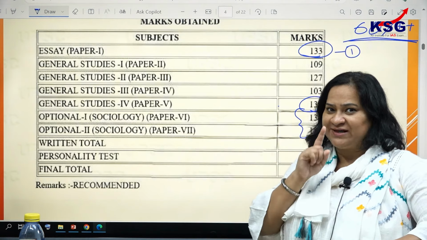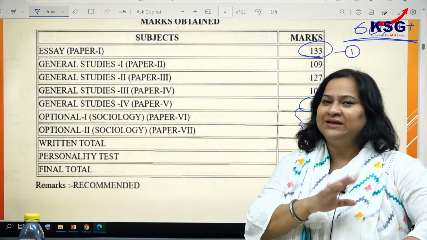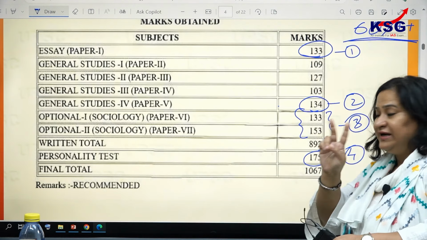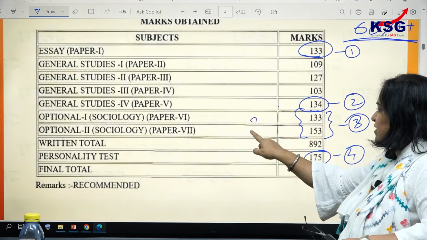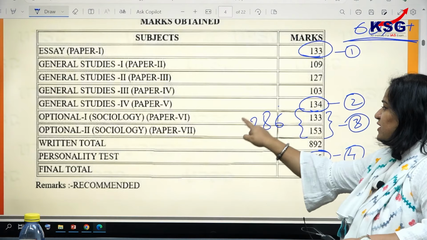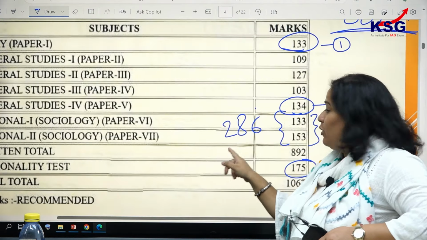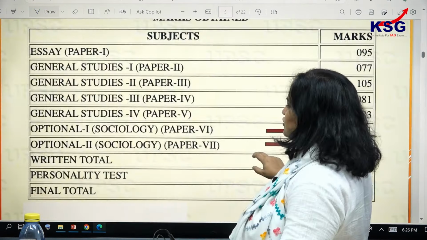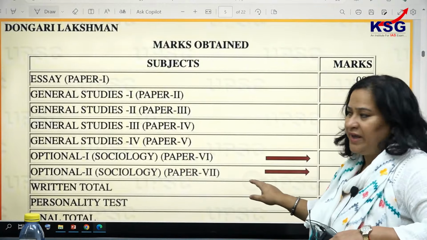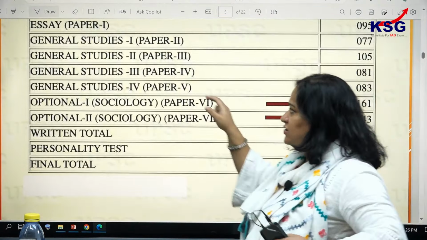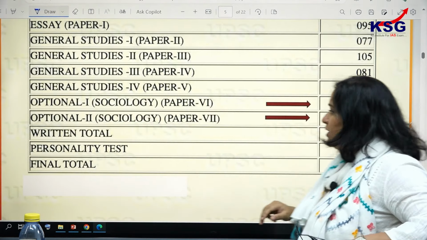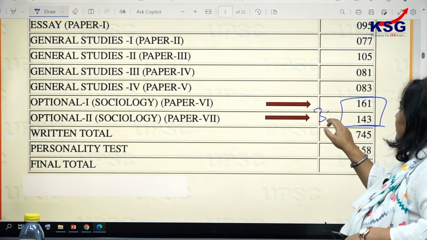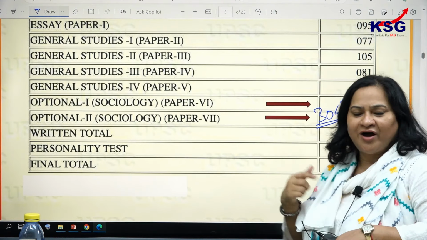Before that, I'll show what can be the highest possible in sociology with respect to one of my ex-students. Animesh was All India second rank, and if we sum up his marks, it is 286. But what is possible with respect to sociology? This is the mark sheet of one of my ex-students, Dongri Lakshman. Last year, he was the All India topper in sociology with 304 marks. Far higher than Animesh, right?